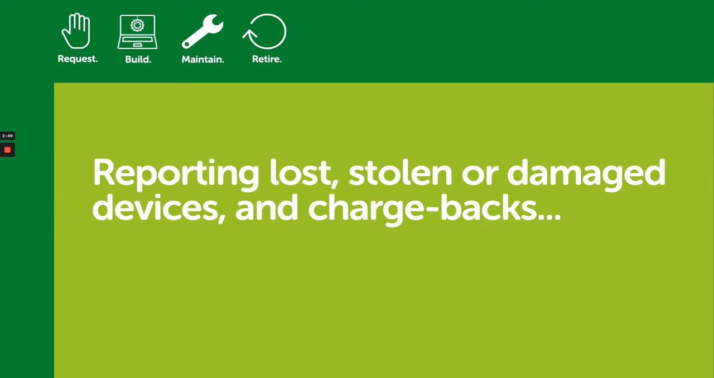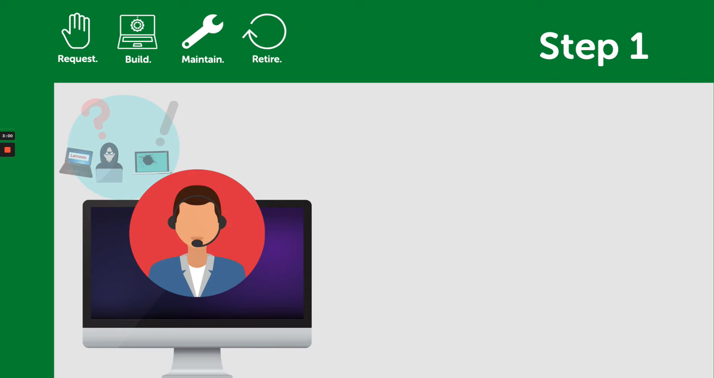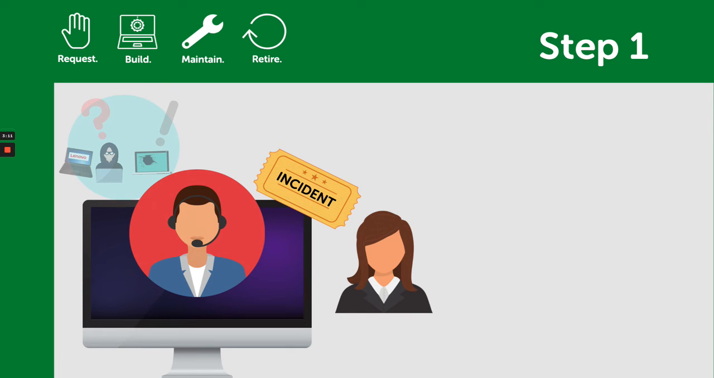Next, we will outline the steps involved in reporting a lost, stolen, or damaged device for one of your team members and the cost implications for chargebacks to your business unit's cost centre. Step 1. If somebody you manage loses or damages their device or has it stolen, you'll need to ensure they notify Service Desk immediately and that an incident is raised. Alternatively, your team member may contact you directly to do this.